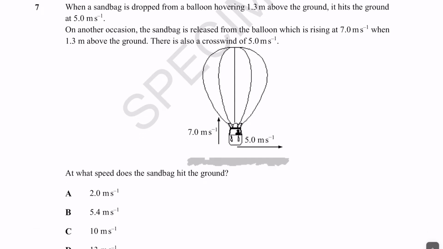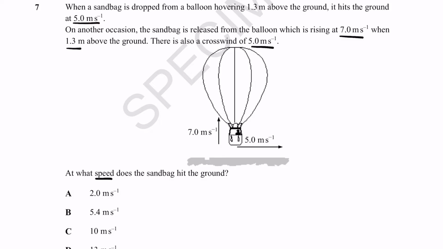So question number 7 now. It's given that when a sandbag is dropped from a balloon hovering 1.3 meters above the ground, it hits the ground at 5 meters per second. On another occasion, the sandbag is released from the balloon when it's rising at 7 meters per second, when 1.3 meters above the ground. There's a crosswind of 5 meters per second. And what is the speed at which the sandbag will hit the ground?